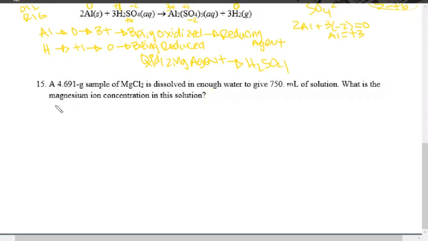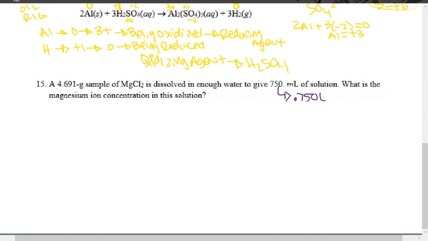Okay, so we have a 4.691 gram sample of magnesium chloride dissolved in enough water to give 750 milliliters of solution. So that is 0.750 liters. What is the magnesium ion concentration for this solution? Okay, first thing we need to do is get the molarity, and then from there we'll break down the moles of MgCl2 into moles of Mg, which are going to be equivalent, because for every 1 mole of MgCl2, magnesium chloride, you have 1 mole of Mg2 plus, magnesium ion.